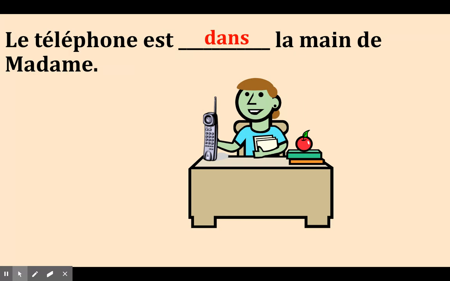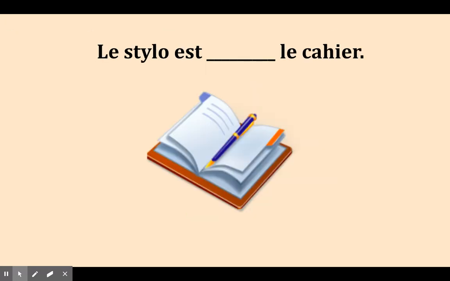Right? It's in madame's hand. Madame looks a little green there, doesn't she? Le stylo est, couple options here. Let's see which one I put. Le stylo est dans le cahier. You could also say sur le cahier, right? Because you could say it's on the notebook.